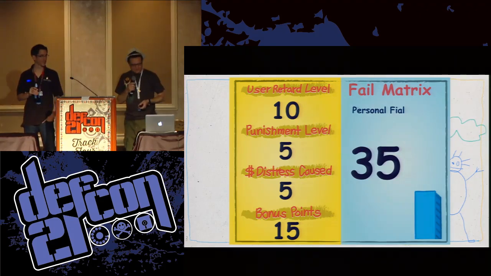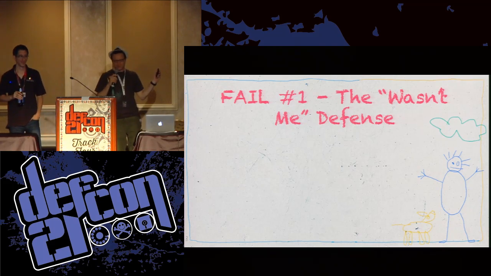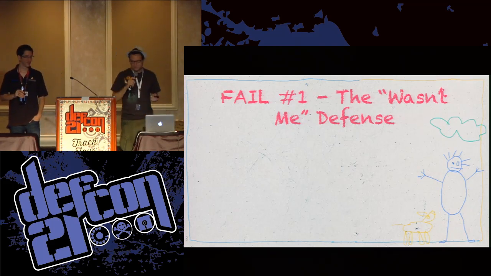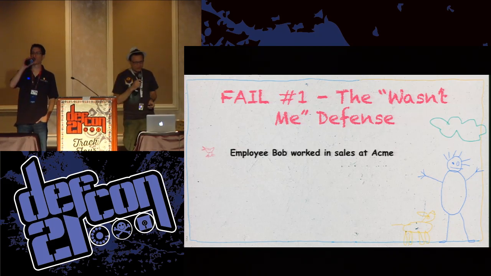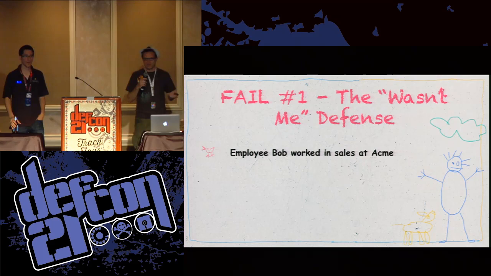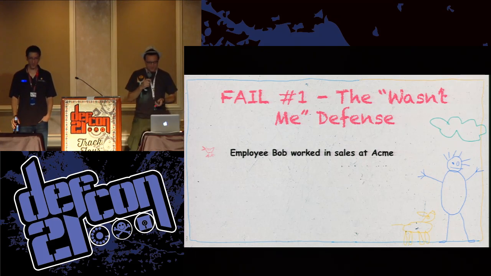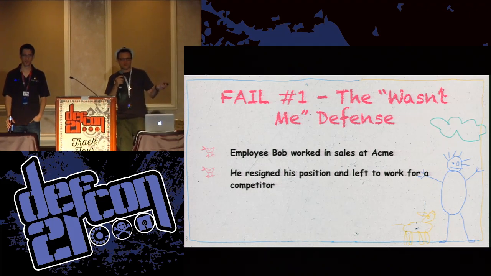All right, so let's get into the first one. This is the "it wasn't me" defense. You may have heard this one before. We do a lot of commercial litigation, and a really typical kind of case is a trade secrets case. And this is a typical example of that. So this guy, Bob, he was working in sales at Acme, and he resigned his position and he decided to go work for a competitor.